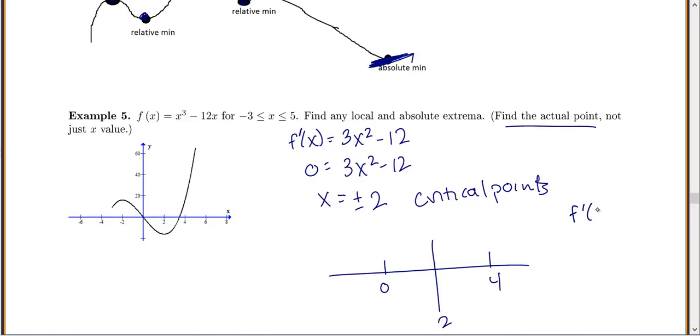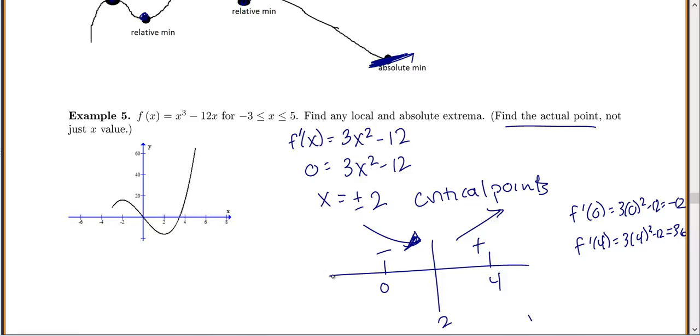So f prime of 0 is going to be 3 times 0 squared minus 12, which equals -12. So that's a negative, so I go down. And f prime of 4 is 3 times 4 squared minus 12, which is 36. So that's positive, so we're going up.